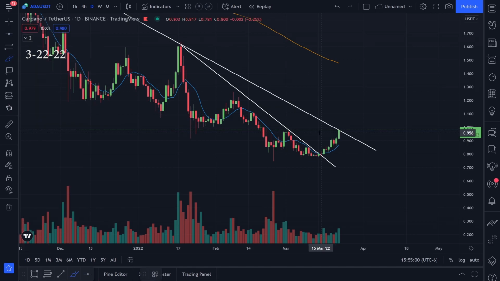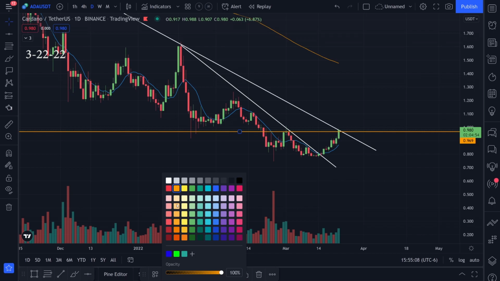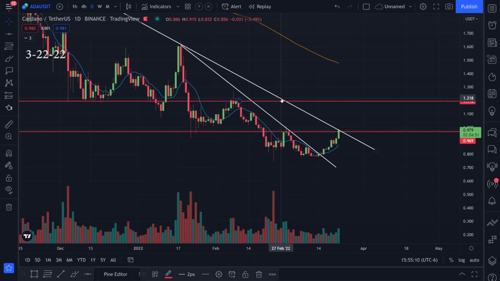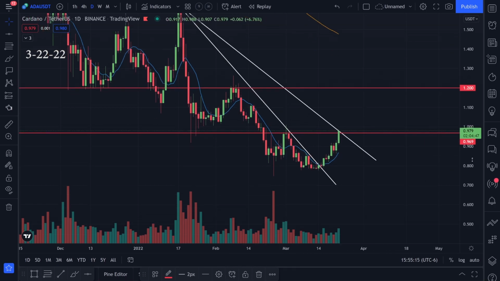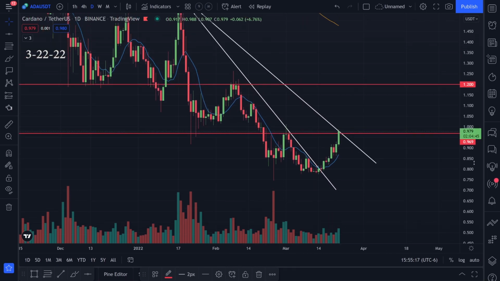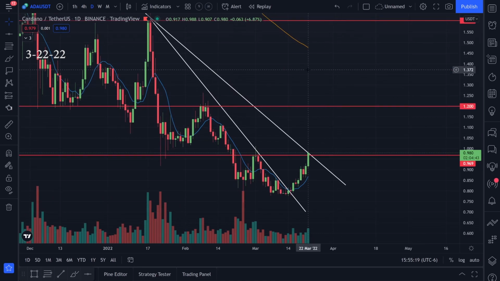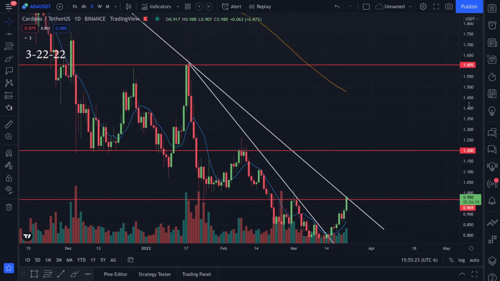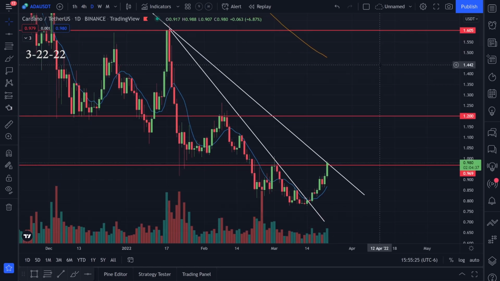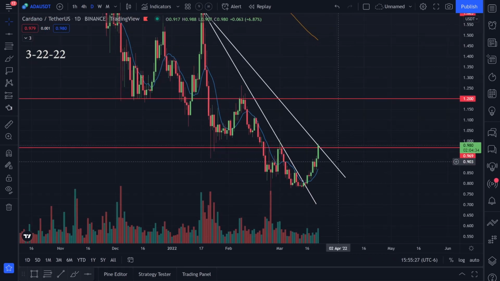We have this resistance, and this resistance. So let's go ahead and set up some horizontal red lines. We have one right here, and let's set that as red. Then we'll do another one right here and another one right here. These levels are sitting at, the first one is 96 cents, the second one is $1.20, and the third one is $1.60. So those are my targets as long as we're trending to the upside.